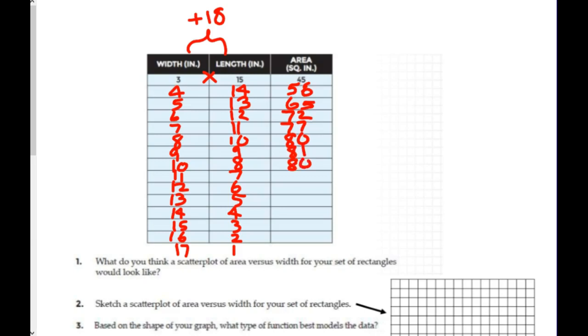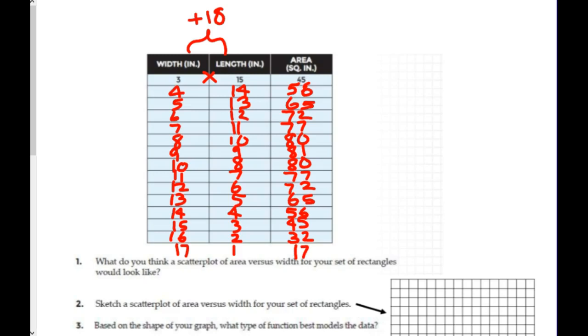Now hold up. Do you see how now it's just kind of flipped around from what we had above it? What's the next one? 11 times 7. 77. 12 times 6. 72. 12 times 5. 4 times 4. 15 times 3. Okay, 16 times 2. And it's 17 times 1.